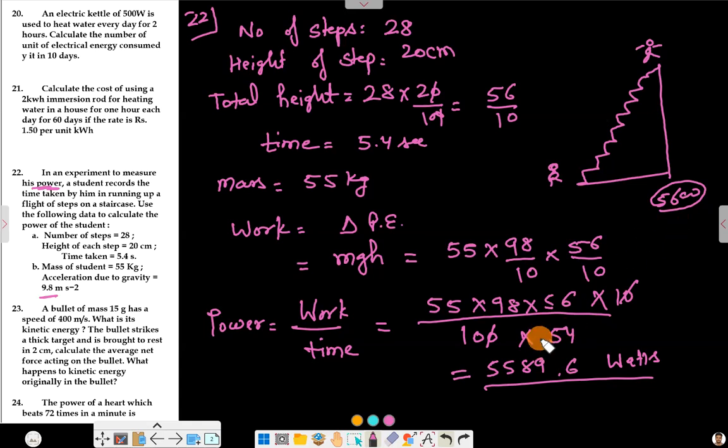Okay, so sometimes approximation also helps. Suppose this is a multiple choice question where you are given some options, from approximation you can get up to which limit your answer will be. Okay, so now going to question number 23.